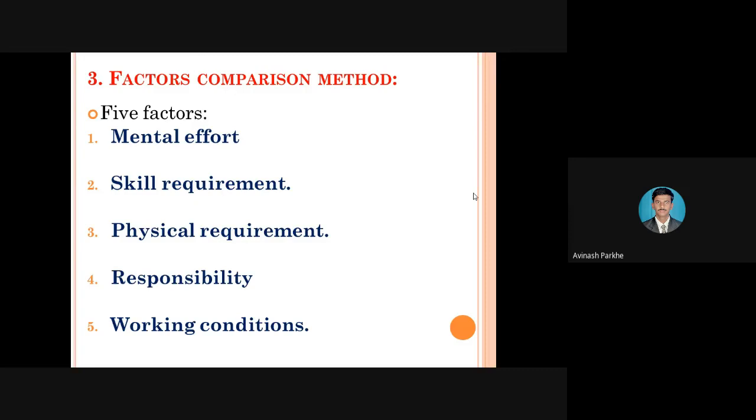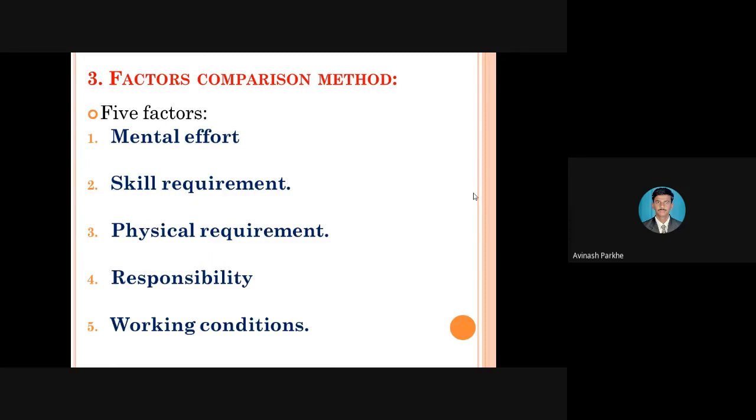Then the second is called skill requirement. Which type of skills are required, whether we are using an unskilled operator or a skilled operator, or whether we are using some standard machinery or hiring some additional skilled operators from another industry. Like that, skill requirement is also one of the important factors. Then physical requirement, which is very important, whatever the parameters physically required. Maybe in terms of equipment, or additional persons or additional operators required, that will be considered under physical requirement.